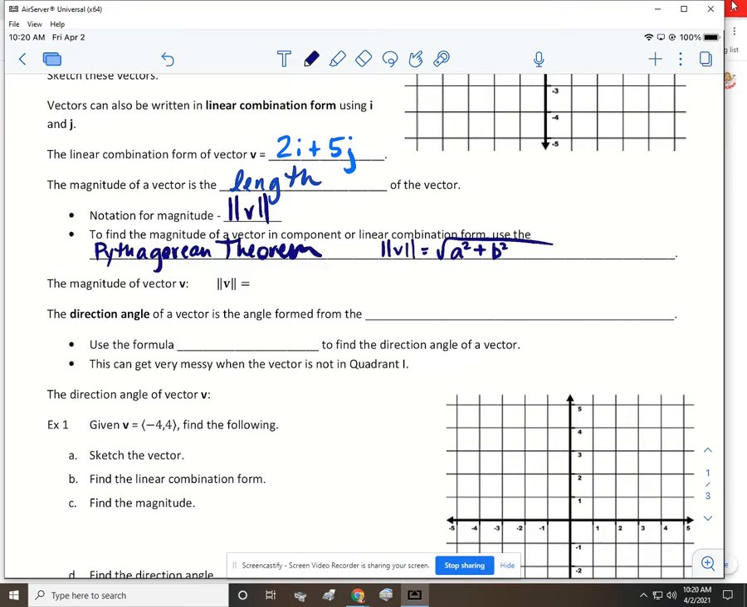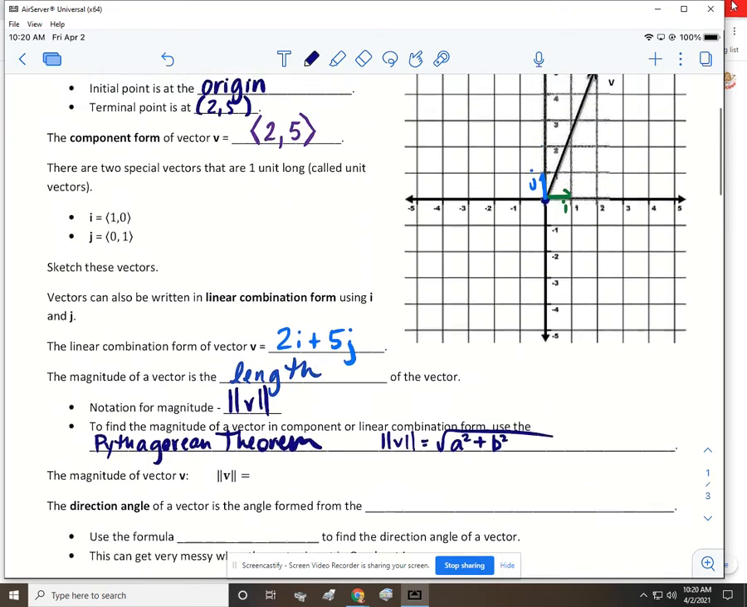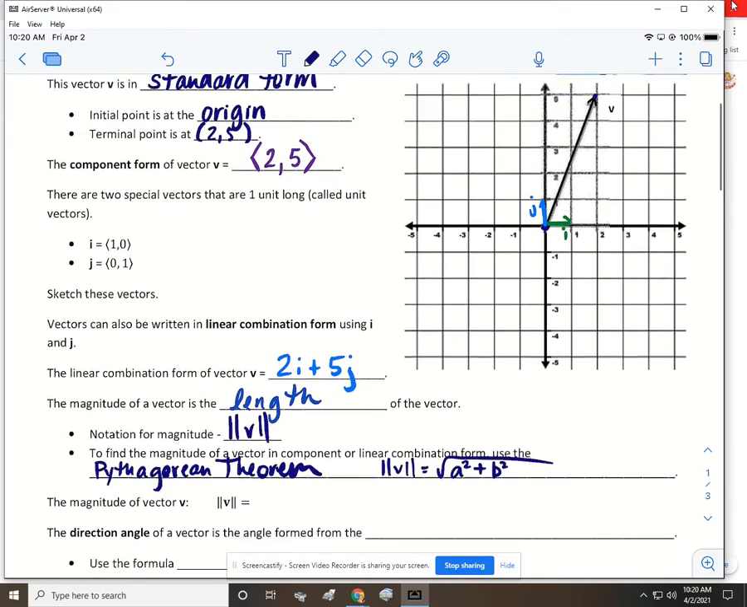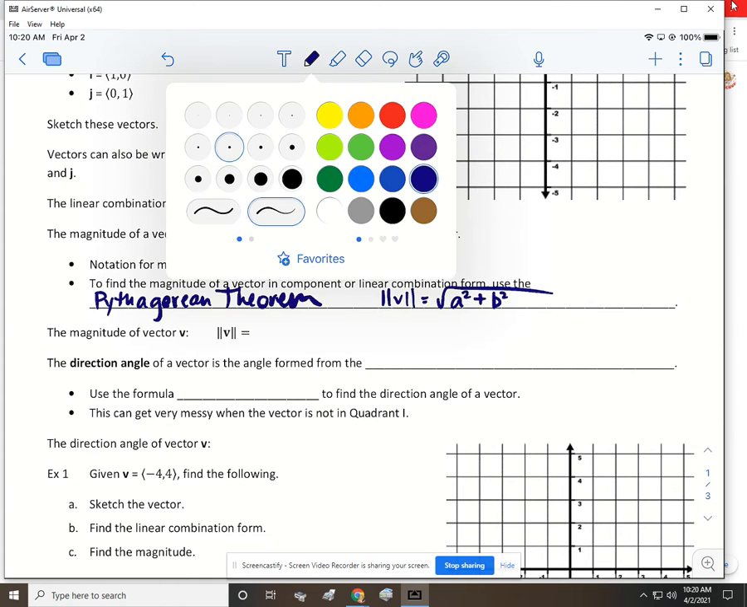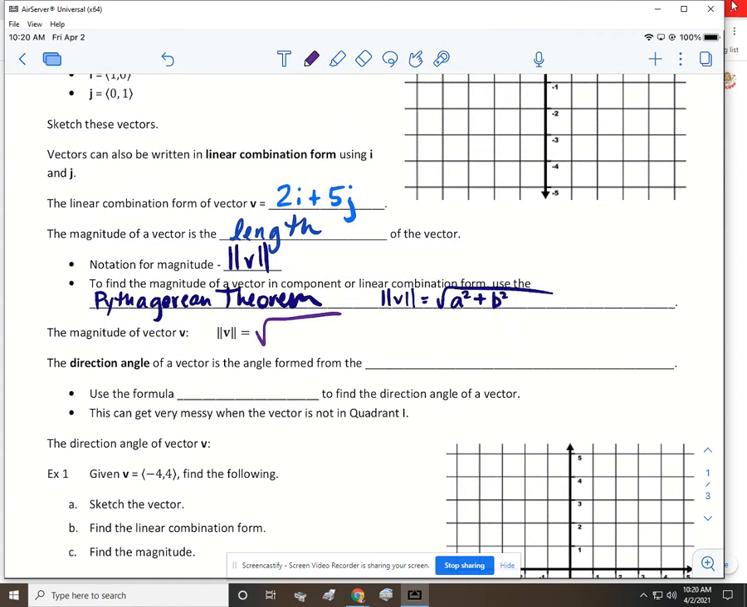All right. So for our vector that we've been talking about here, this vector that the components are <2, 5>, if we wanted to find the magnitude, we would do the square root of 2 squared plus 5 squared, or the square root of 4 plus 25, or the square root of 29.